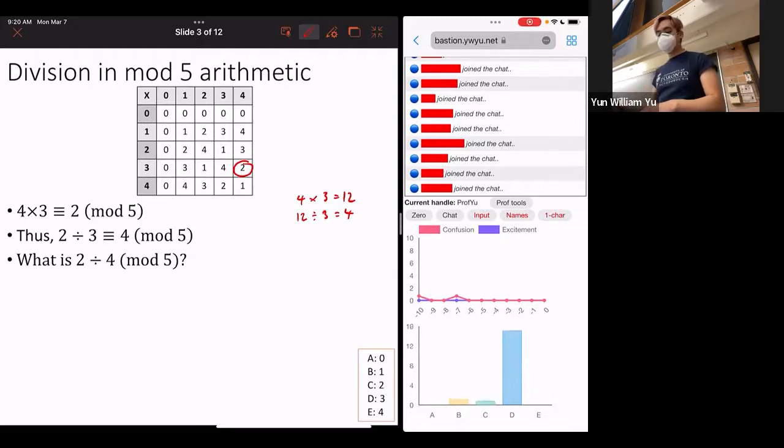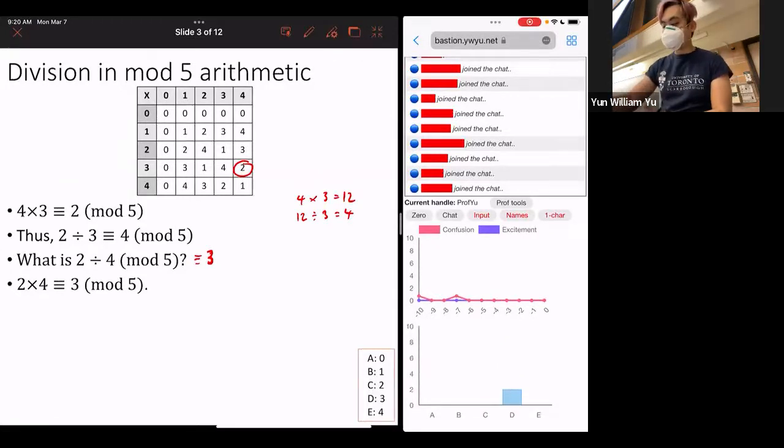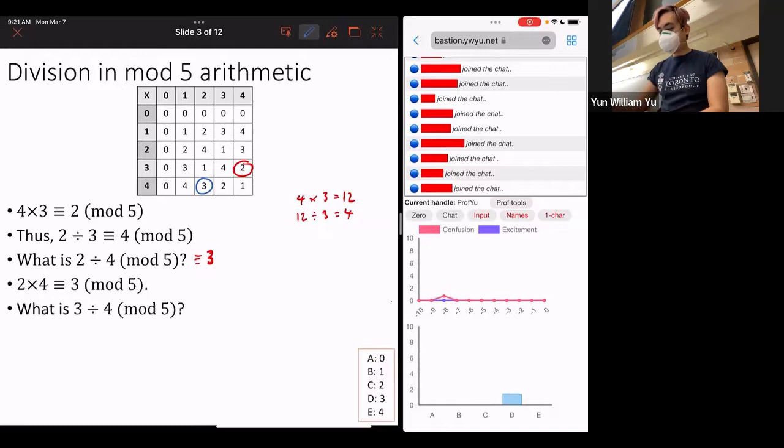Okay, so it looks like people are guessing D. That's equivalent to 3. That is indeed correct. Because of course, 4 times 3 is equivalent to 2. And so 2 divided by 4 is equivalent to 3. Okay, great. So it seems like everyone's got the hang of that. So what about, let's assume, and I already know this because we knew 2 times 4 is equal to 3 mod 5. So what is 3 divided by 4 mod 5?